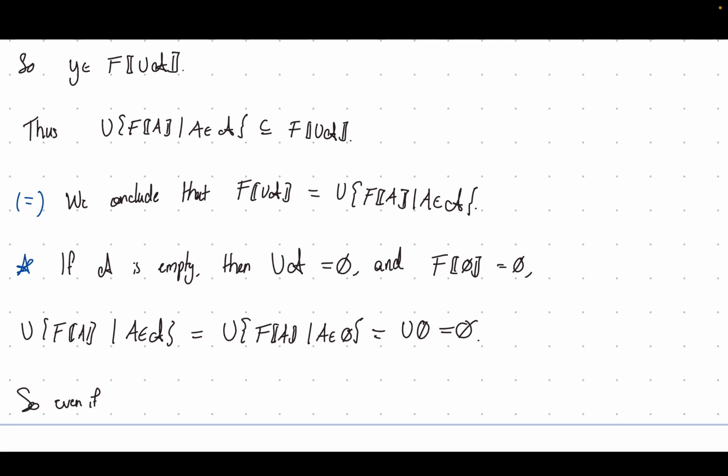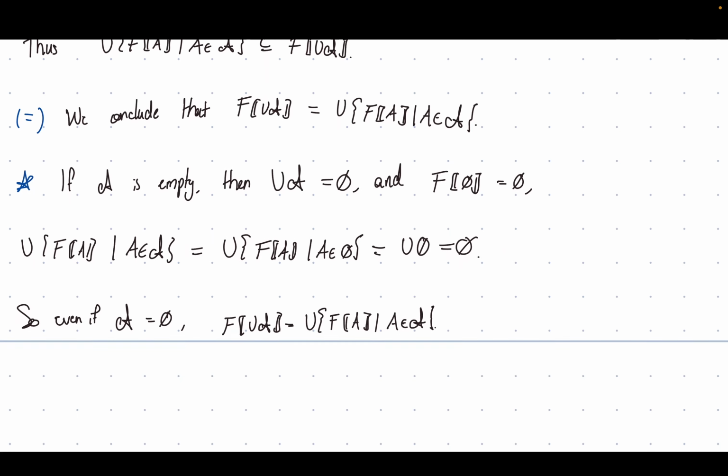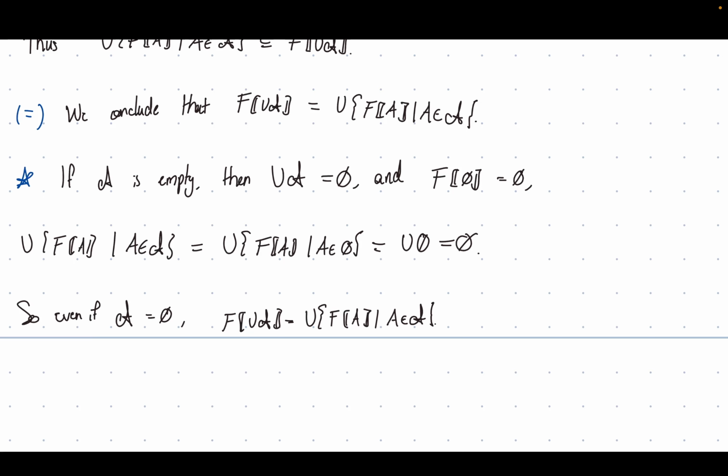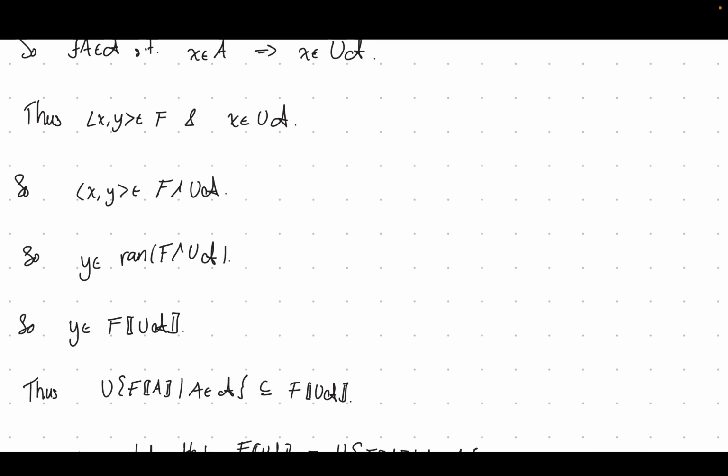So even if A is equal to the empty set, f of the union of A is equal to the union of f of A such that A is in script A. There you go. Which is unique to the union because the intersection is slightly more subtle.